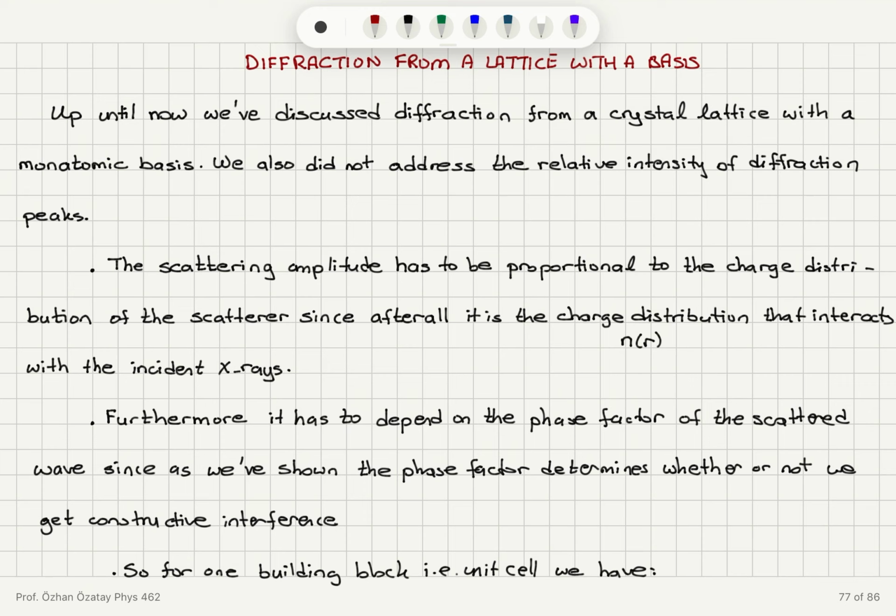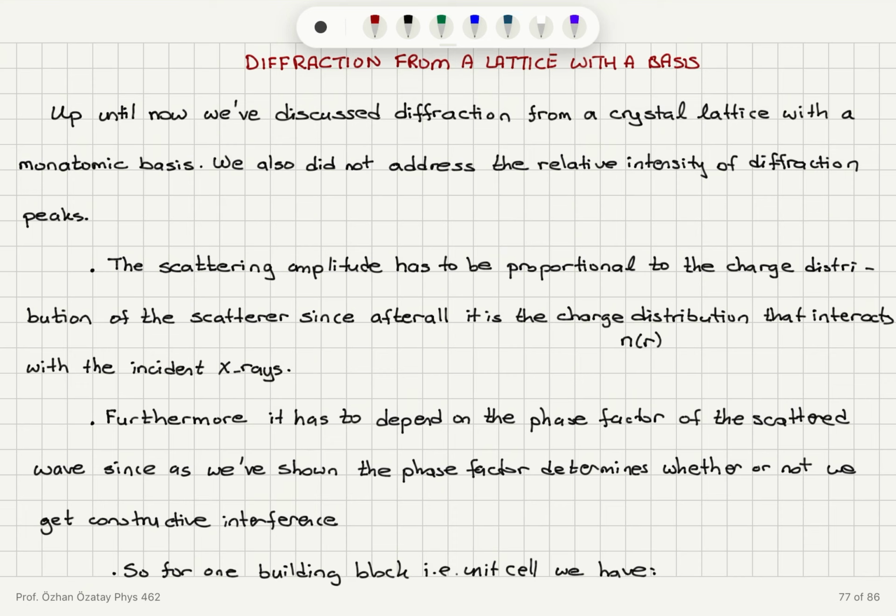So now we want to discuss the diffraction from the crystal lattice with reference to the relative intensity of diffraction peaks. What determines the relative intensity? The scattering amplitude has to be proportional to the charge distribution of the scatterer, because as we have discussed initially, the interaction of the X-rays with the atoms is through the electron cloud. Because we have a periodic pattern of atoms, the electron density n as a function of r, the position vector, is going to be periodic in the lattice.